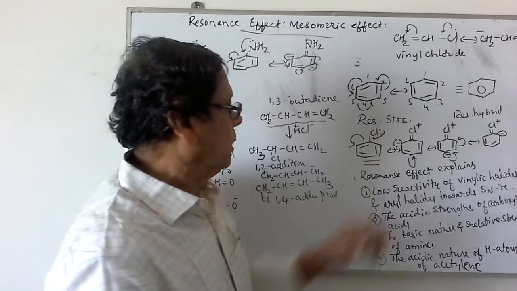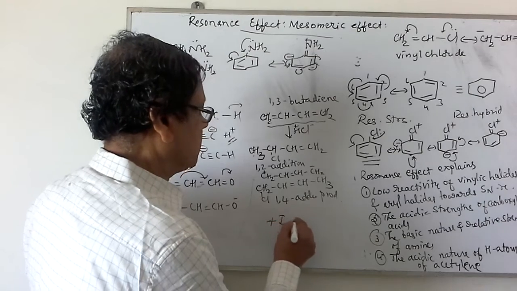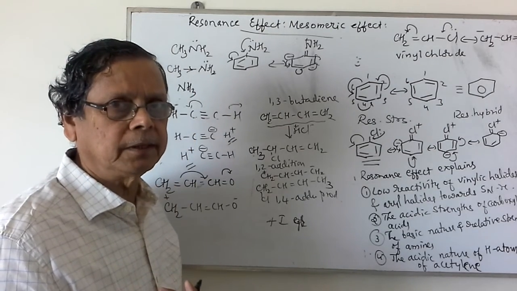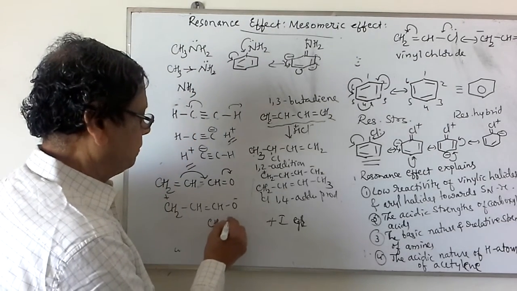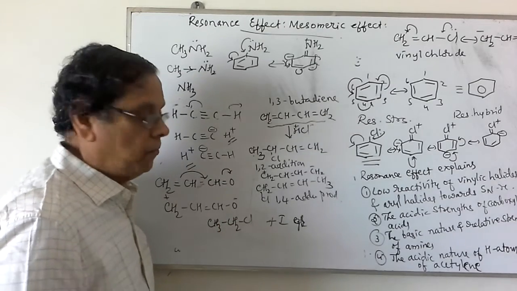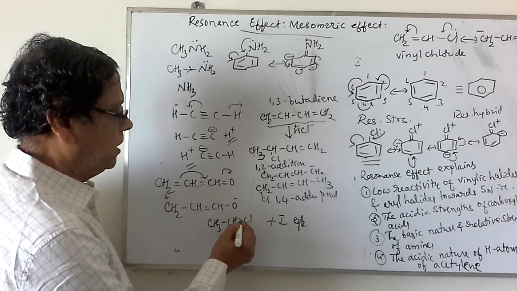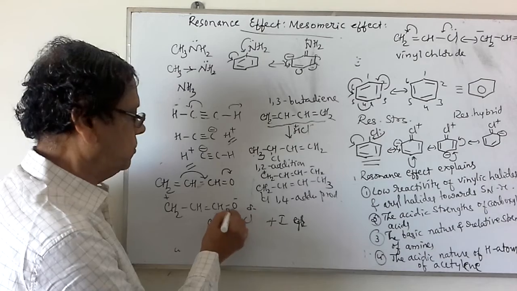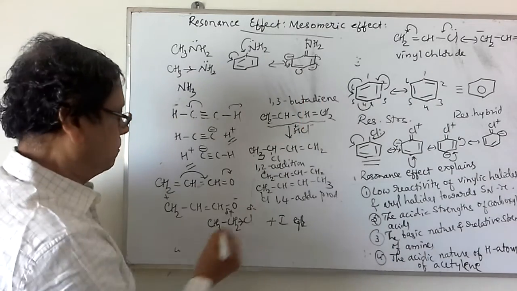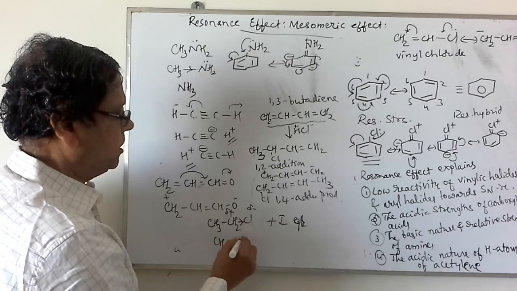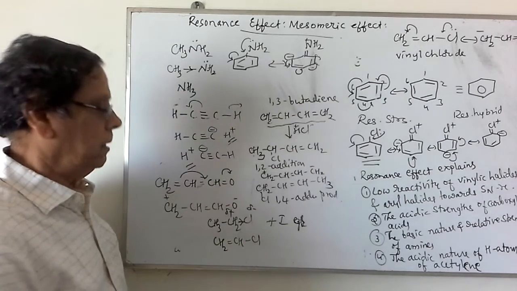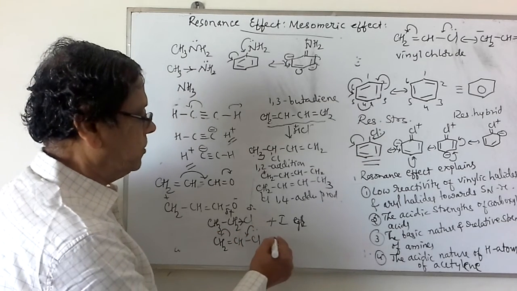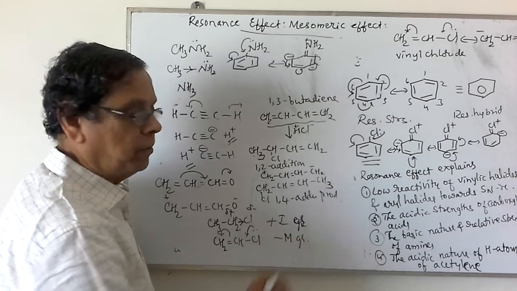Remember this point. In case of the inductive effect, it is a minus I effect, minus I group, because it attracts the electron density from the carbon atom. When you consider this CH3, CH2Cl, we observe that the electron density shifts slightly towards the chlorine atom. So this carries a negative charge, this carries a slight positive charge. But when we have that pi bond, CH2 double bond CHCl, vinyl chloride, because of the lone pair, it will actually shift to this position. That's why it behaves as a plus M group.